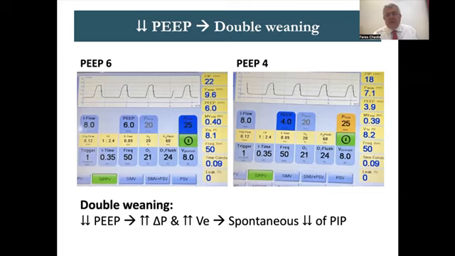So in summary, in volume guarantee mode, just by weaning the PEEP from 6 to 4, it will push the pressure down because the gradient goes up and the volume goes up. So by decreasing from 6 to 4, you will see the PIP going down to 18. So you would get nearly the same gradient and same volume at lower PIP. That's called dual weaning. As it's written here, decreasing PEEP will increase the delta P, to increase the VE, which will cause a spontaneous weaning of the PIP to return the VE down to be equal to the VG.